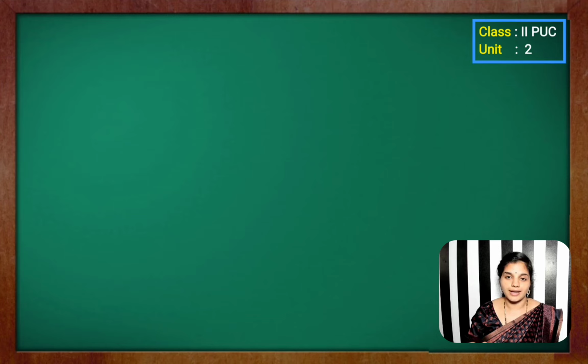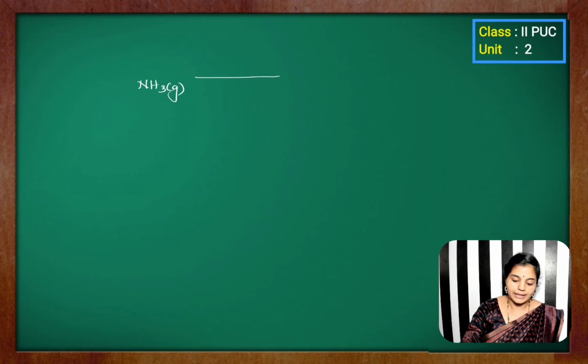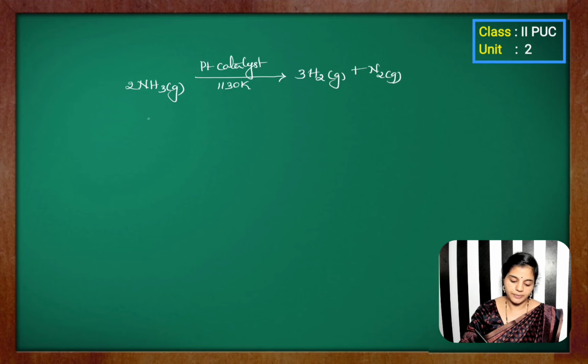Example for zero order reaction is decomposition of gaseous ammonia on the hot platinum surface at high pressure. This is the corresponding chemical reaction. It decomposes to give hydrogen and nitrogen gas. For this reaction, rate law is written as rate is equal to K into concentration of NH3 raised to 0, and therefore we can write rate is equal to rate constant.